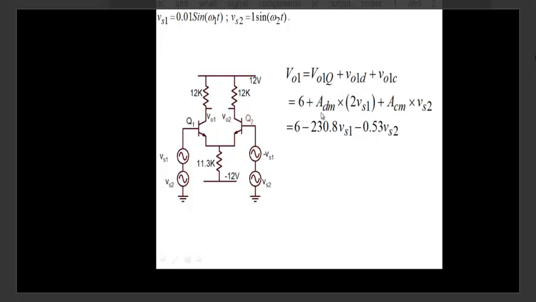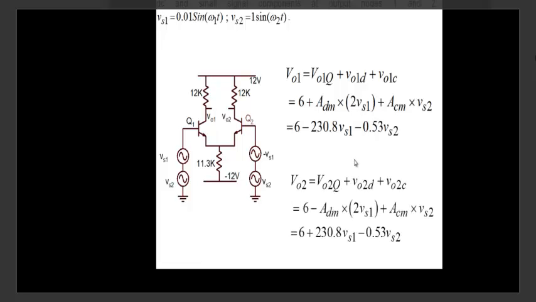Differential mode would be differential mode gain multiplied by the net differential signal. The net differential signal would be whatever is connected here and whatever is connected here, the difference of the two. So when you take the difference of the two, it comes out to be 2Vs1. And common mode part would be the common mode gain multiplied by whatever is the common mode signal here. So whatever is the signal here, you take the average. So the average is Vs2. So that's how we find out what is V01.